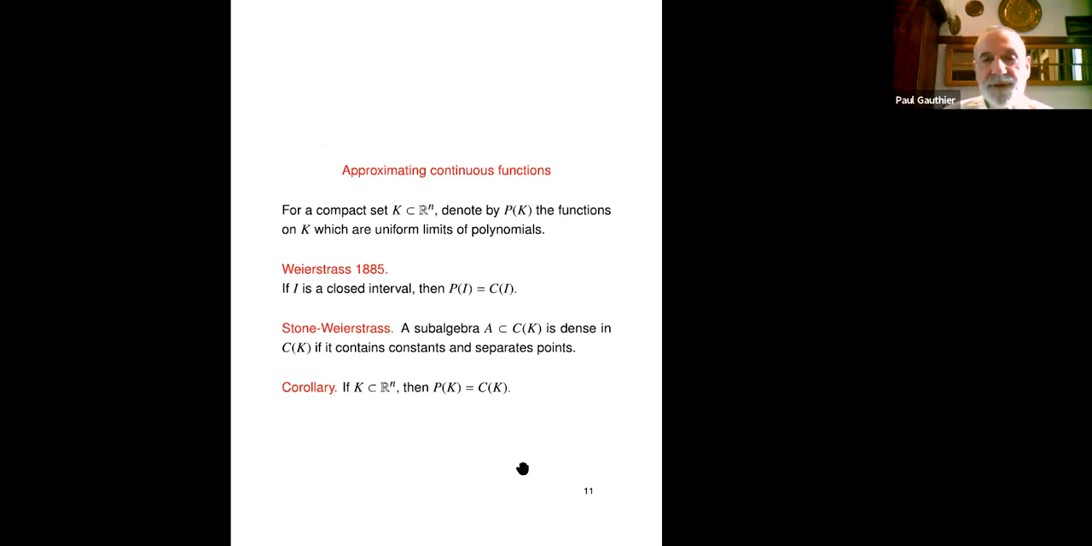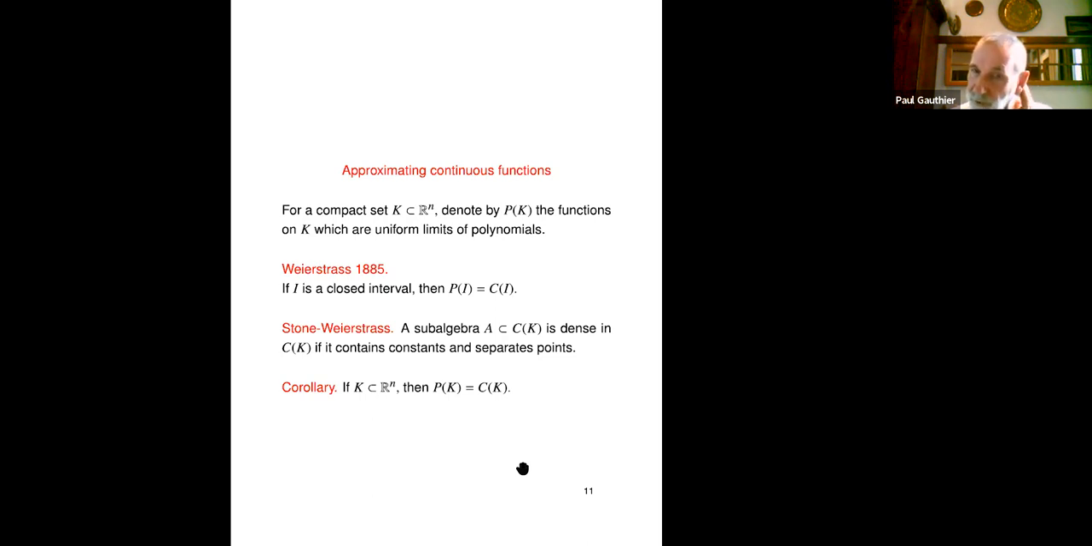Approximating continuous functions. For a compact set K in Rn, denote by P of K the functions on K which are uniform limits of polynomials. The most famous approximation theorem, I think, is that of Weierstrass in 1885. If I is a closed unit interval, then P of I equals C of I. Every continuous function on a closed unit interval can be approximated uniformly by polynomials.